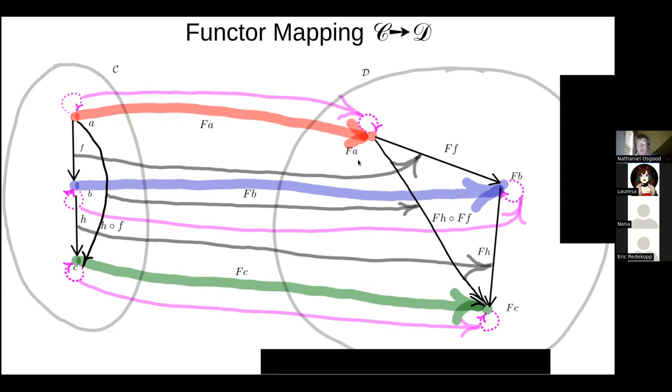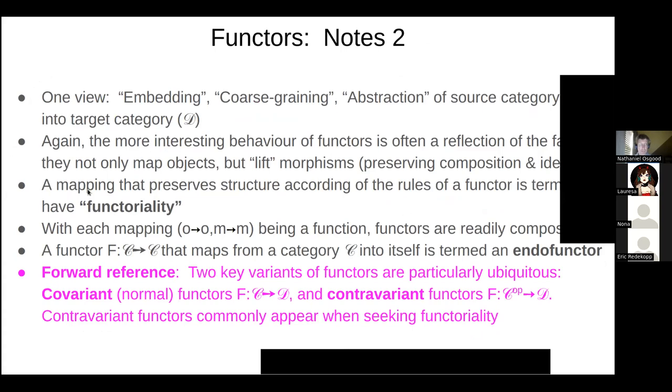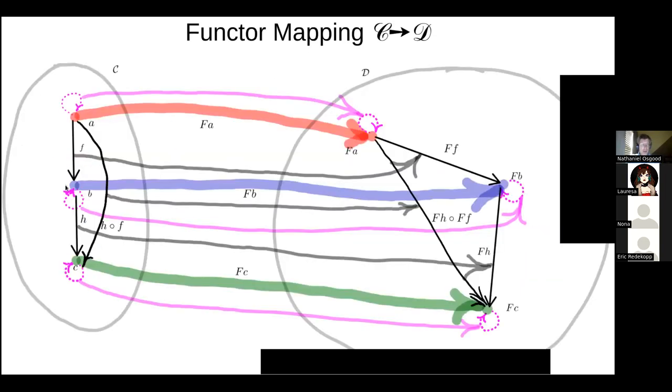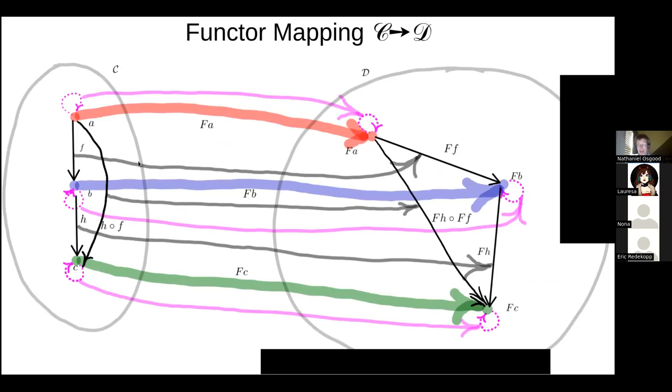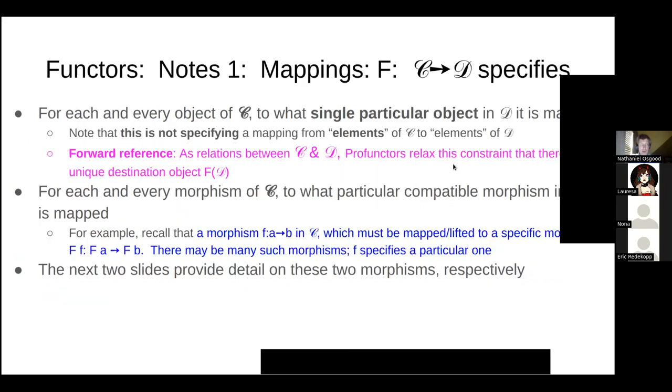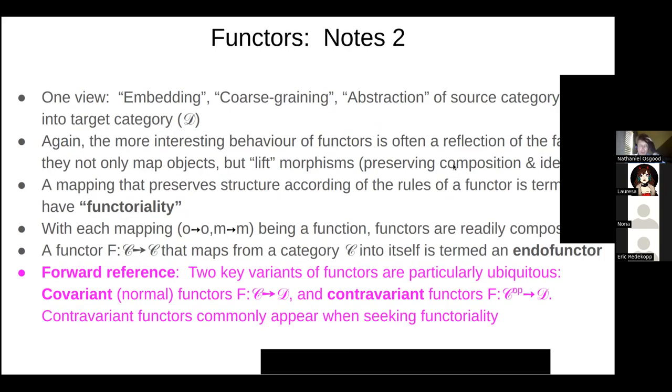It has to go. So if FA and FB were the same object, it would go from that object to itself. It has to. And I think Eric was trying to make the same point. So often it has this flavor of embedding category C in D, but often coarse graining it or abstracting. It's easy to get caught up in how it maps objects, but the more important thing is how it lifts morphisms. We talk about it lifting F to this category. It transports it into that category. And that's going to be a very important concept in functional programming.